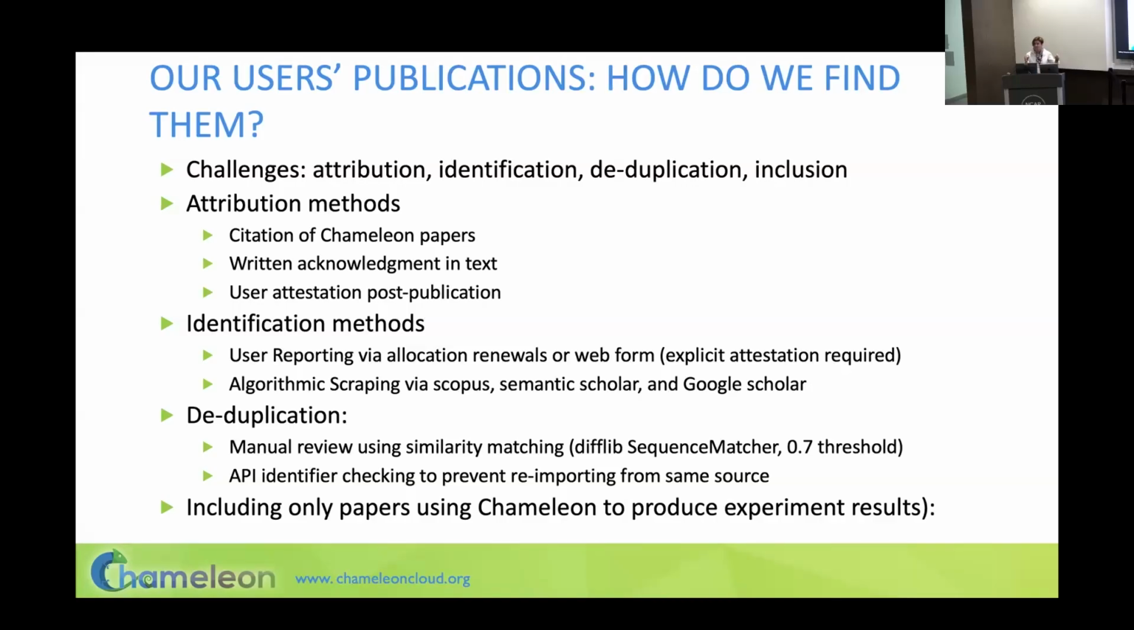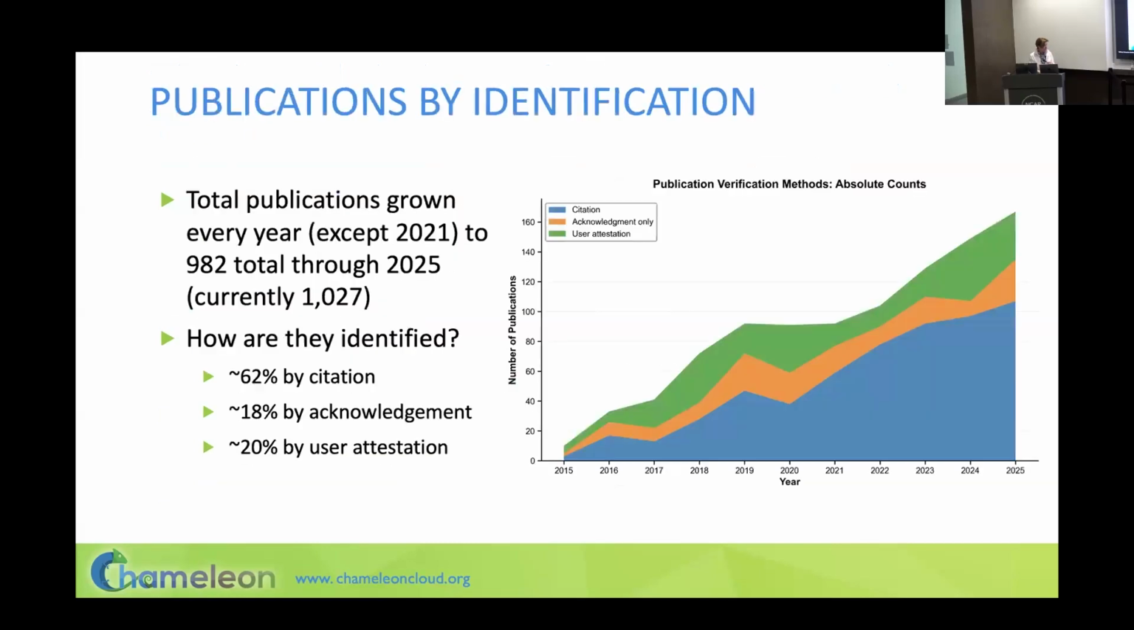Written acknowledgement in the text is very good because the paper is self-contained as to attribution. But if your student wrote the paper and they forgot to put Chameleon in the acknowledgement or in the text or cite the Chameleon testbed, we also will accept an explicit attestation. But this is not somebody telling us that they used Chameleon when they need us to renew their project. This is a website where you have to click a special attestation button and make sure that you consciously make that choice, and that you really used Chameleon in your research.